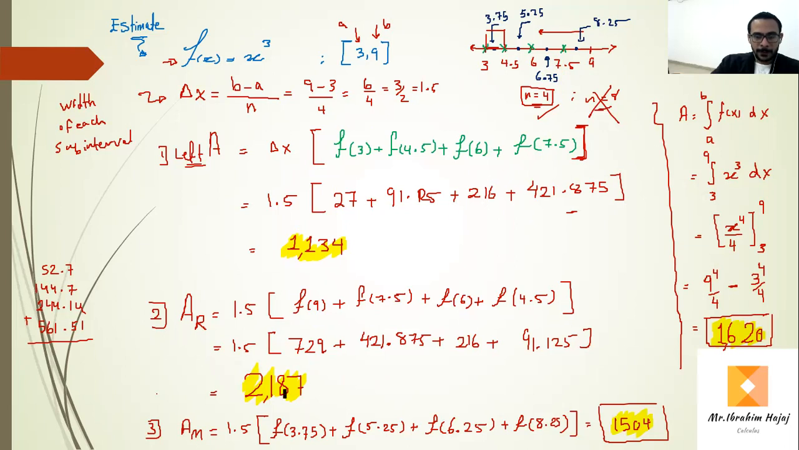In the midpoint, you have to find the midpoints. As we said, the midpoint is the most approximate one, the most accurate one. As you can see, 1504 is nearer to 1620. But the area using the left endpoints rule gave us 1134, which is an underestimate. And the area from the right, using the rightmost points, came out 2187, which is an overestimate.